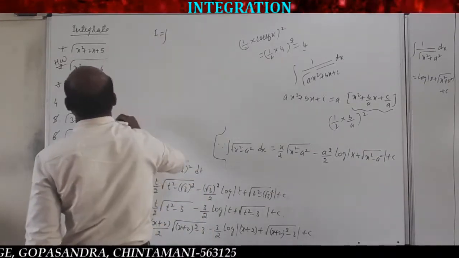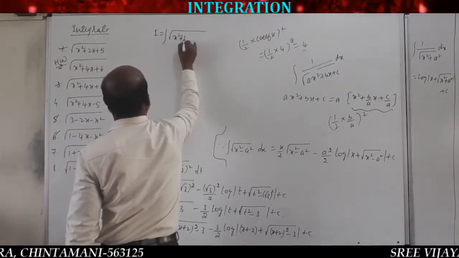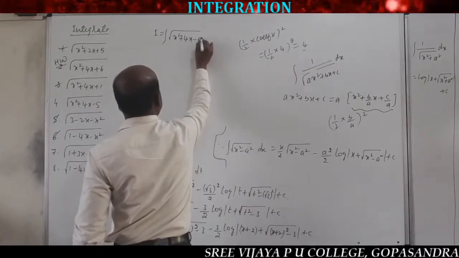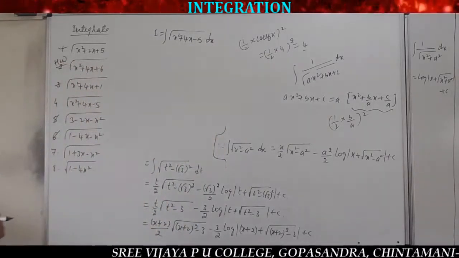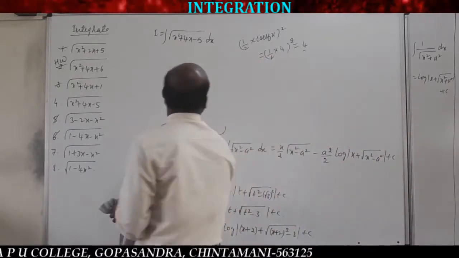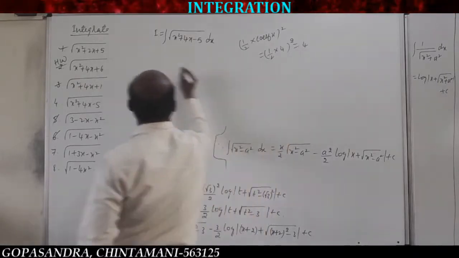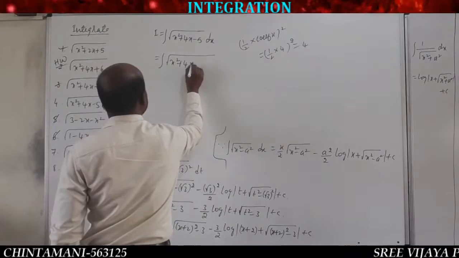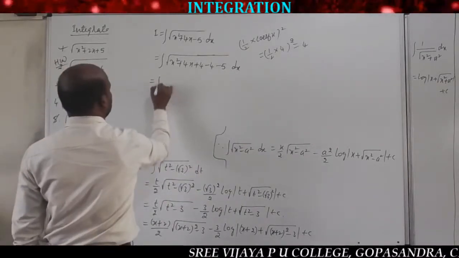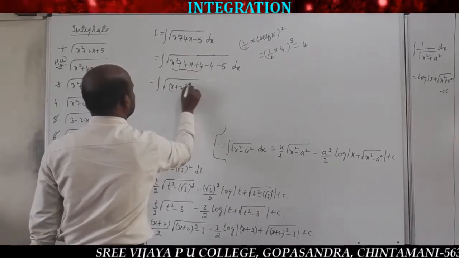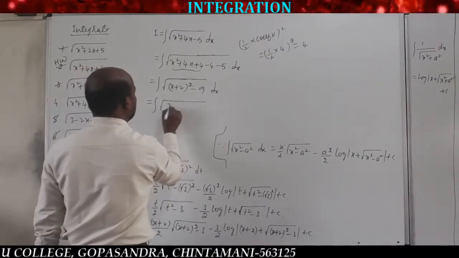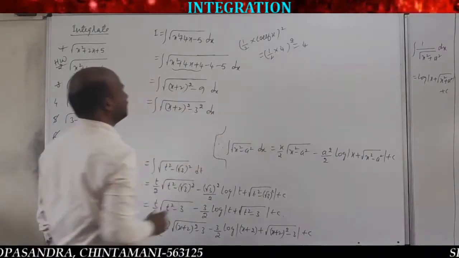So I is equal to integral of root of x square plus 4x minus 5 with respect to x. Half into coefficient of x is 4, so add and subtract 4. That is equal to root of x square plus 4x plus 4 minus 4 minus 5, which is integral of root of x plus 2 whole square minus 9 with respect to x. So that is equal to integral of root of x plus 2 whole square minus 3 square with respect to x.